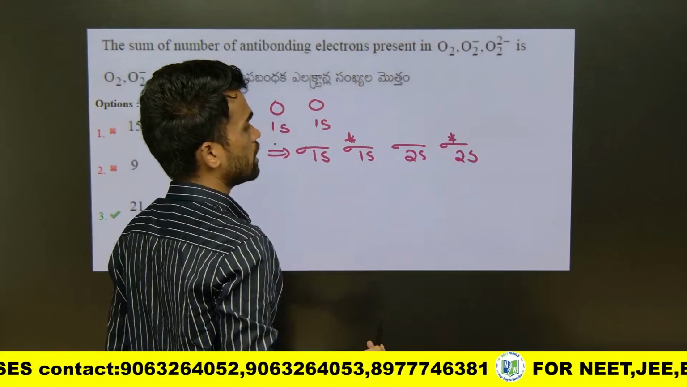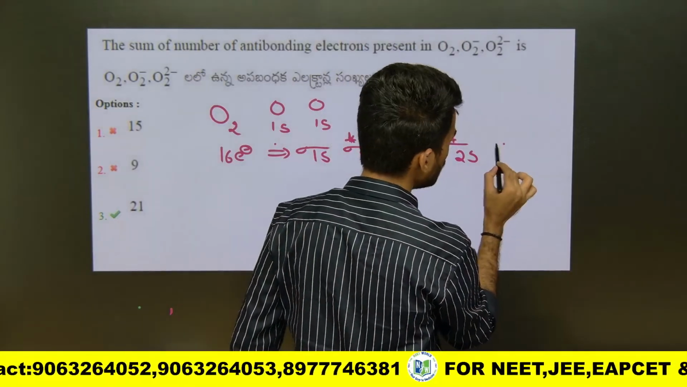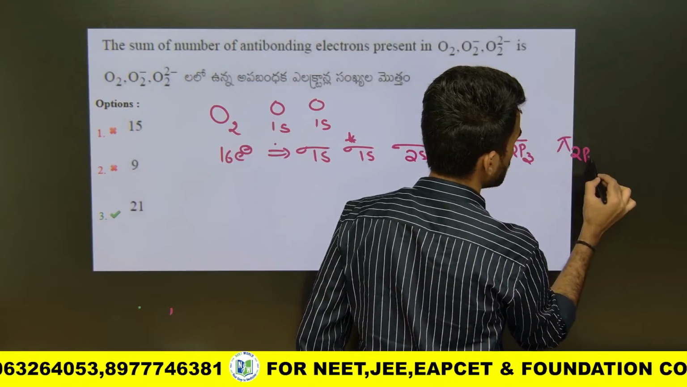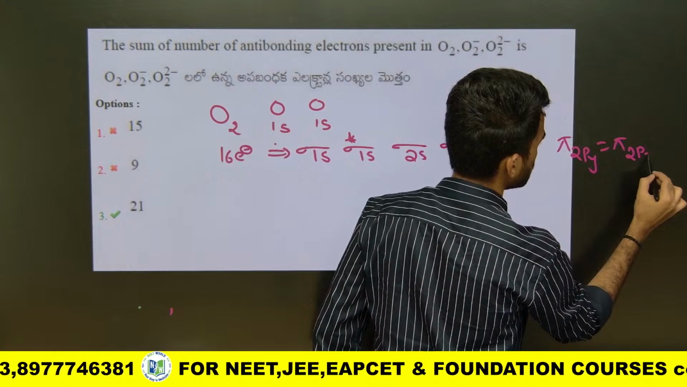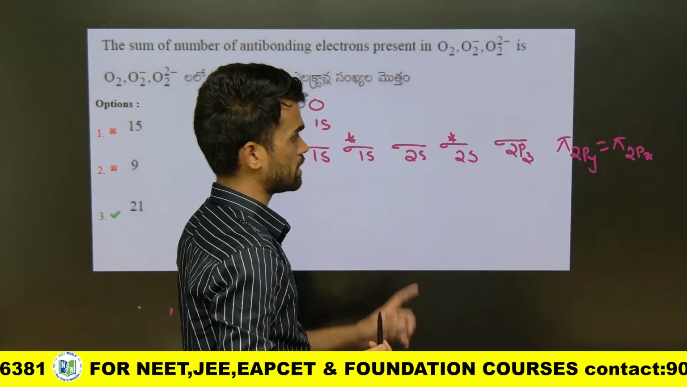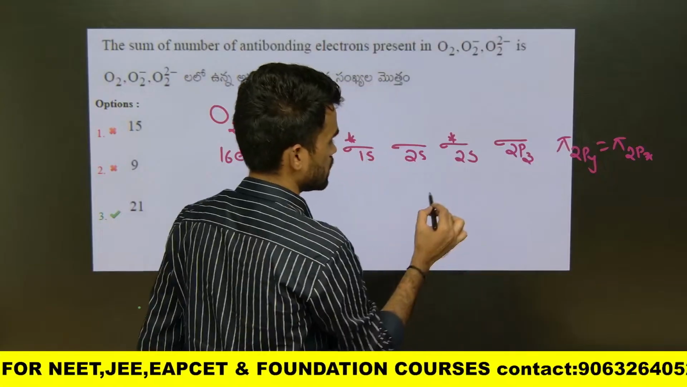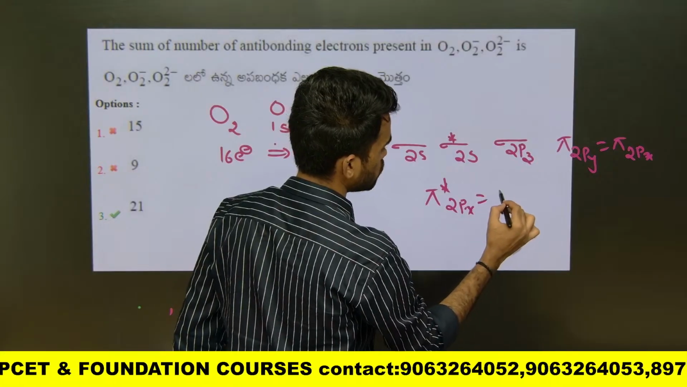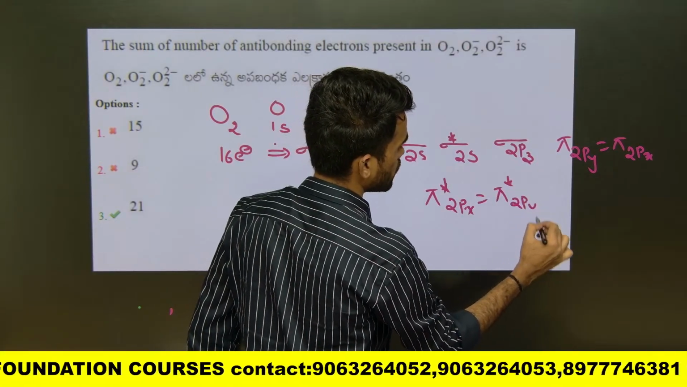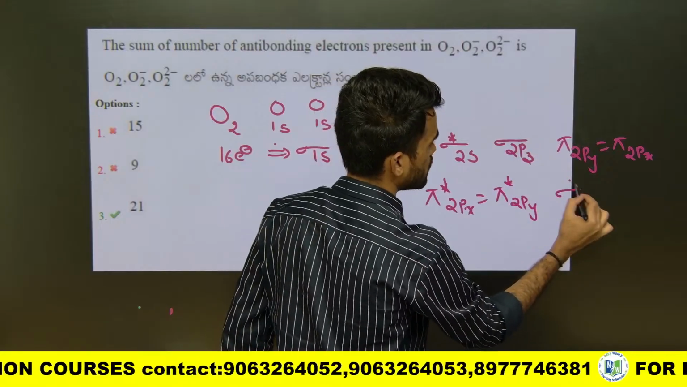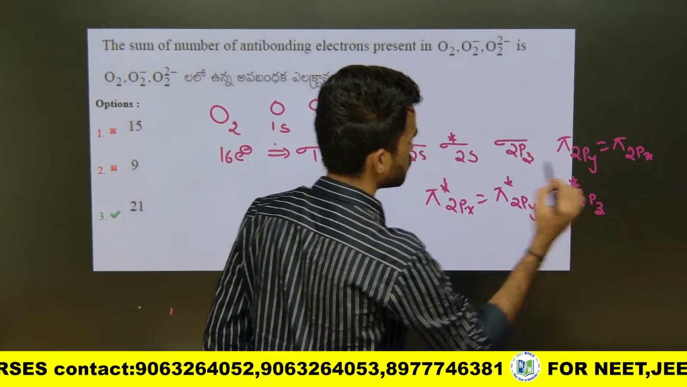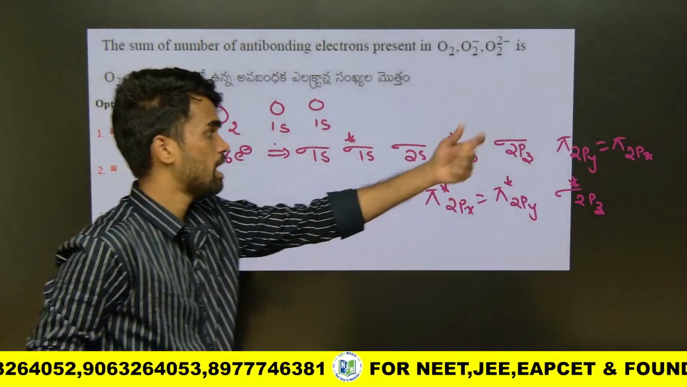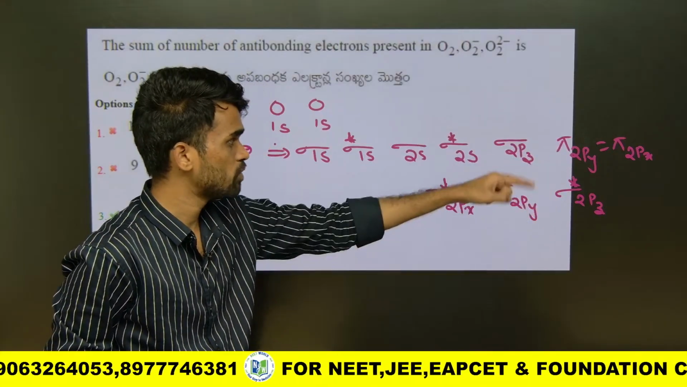Then next here we have sigma 2pz, I am writing. The next pi 2px equals pi 2py, I am taking here, okay, like this. After this, with respect to anti-bonding, see pi star 2px equals pi star 2py, okay, and finally anti-bonding of this will be sigma star 2pz. Like this you need to write. So now 1s orbital, 2s orbital combined, again 2p orbitals are also combined, therefore we are getting this many orbitals.